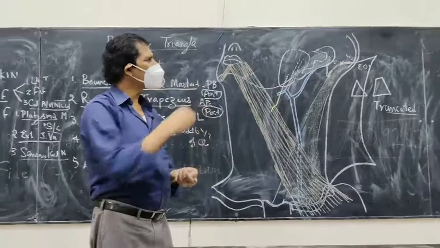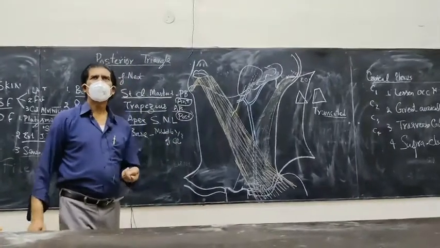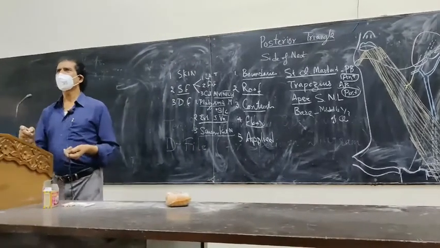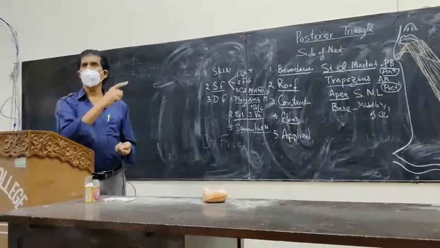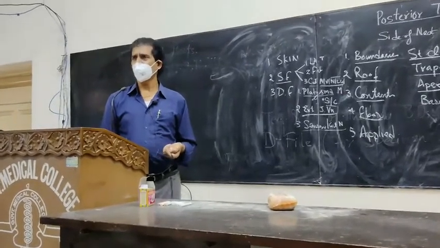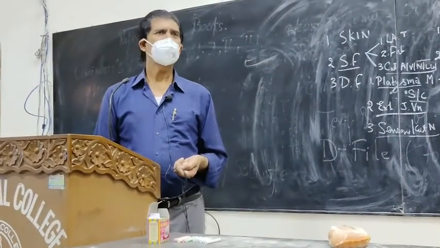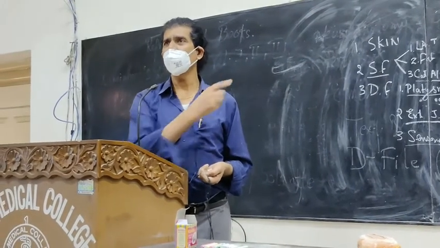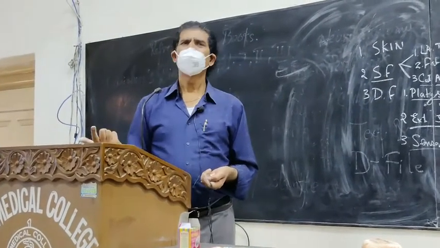So names are suggestive. Names are telling that this cutaneous or sensory nerve will supply which area of the skin. First is the lesser occipital nerve. It means it supplies a lesser, meaning small, area of the skin covering which bone? Occipital bone.